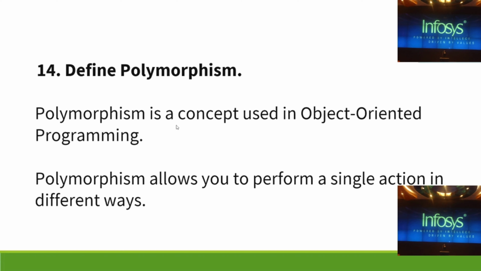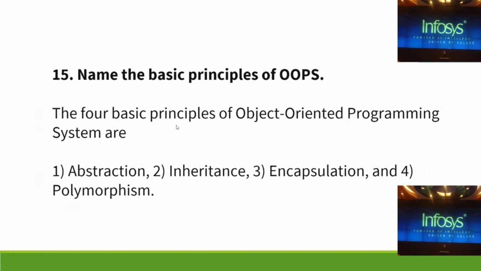And the 14th question: define polymorphism. Polymorphism is a concept used in OOPS, object-oriented programming languages. Polymorphism allows you to perform a single action in different ways. That is polymorphism. Then you can remember this point. So, name the basic principles of the OOPS concept: abstraction, inheritance, encapsulation, and polymorphism.